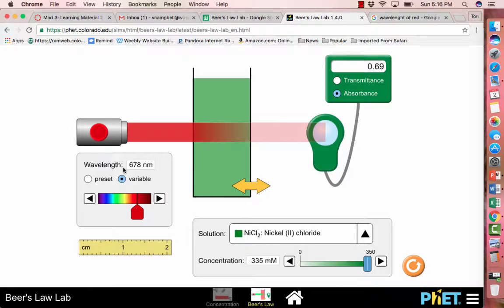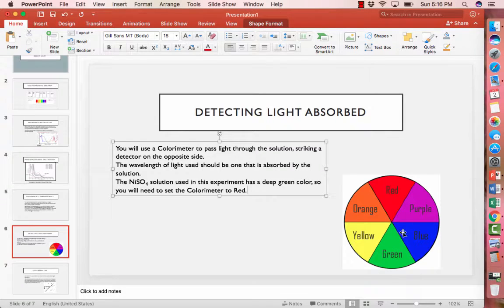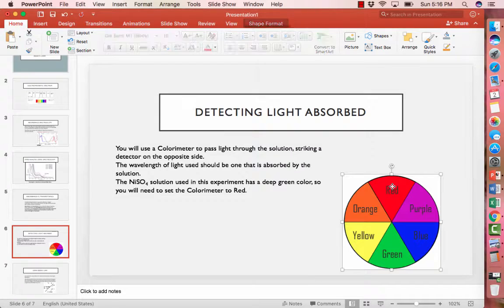So in this example, I used a red laser. The reason why I used the red laser, which has a wavelength of 678 nanometers, is because of this little color wheel down here. So if a nickel sulfate solution is green, that means that it's absorbing all other colors except for green. So if you look at the opposite of green, it's red. So in your lab, you're going to be using the color red as the laser that's going through your solution because that color is going to be absorbed by the solution.